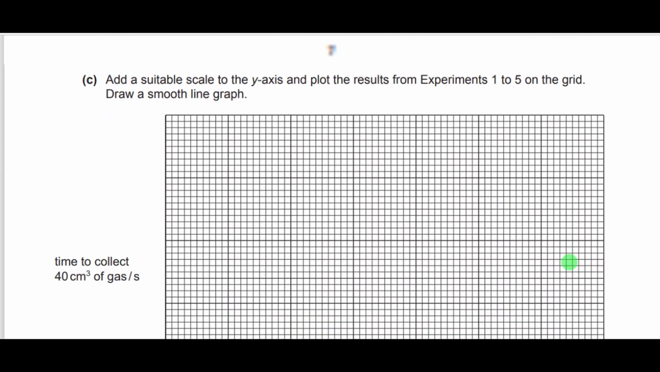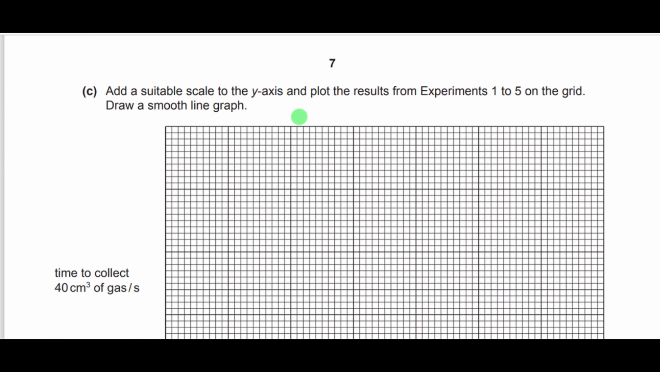Now add a suitable scale to the y-axis and plot the results from experiment 1 to 5 on the grid. Draw a smooth line graph. When you are told to draw a smooth line graph, directly they are trying to tell you to draw what? A curve, because it can mean that you can use your free hand to draw a smooth curve, or you use a French curve, draw your curve.